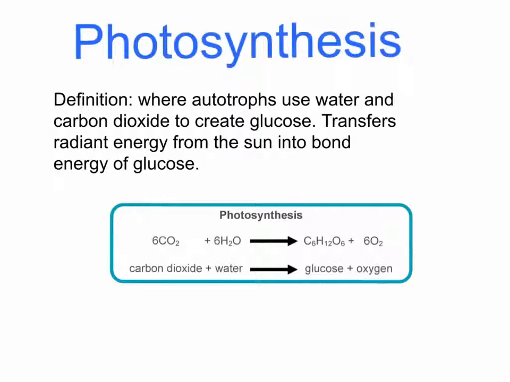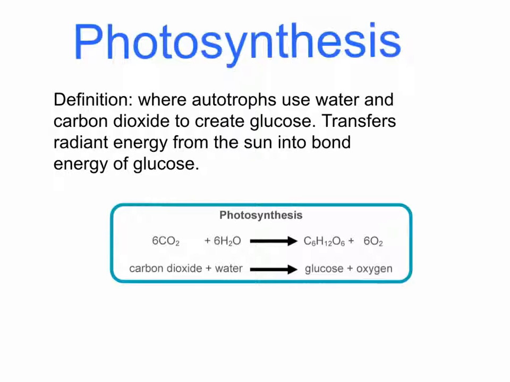photosynthesis. So, photosynthesis is where autotrophs, basically organisms that can make their own food, use water and carbon dioxide to create glucose. Okay? And what this process does is transfers radiant energy from the sun into bond energy of glucose. And then we talked about it before, but most other organisms, most heterotrophs, are going to use this glucose and transfer that bond energy in glucose and make ATP. So photosynthesis is needed to do respiration. Okay, and actually, the same is true backwards as well.